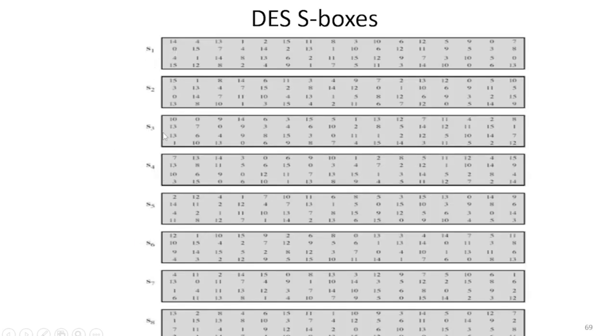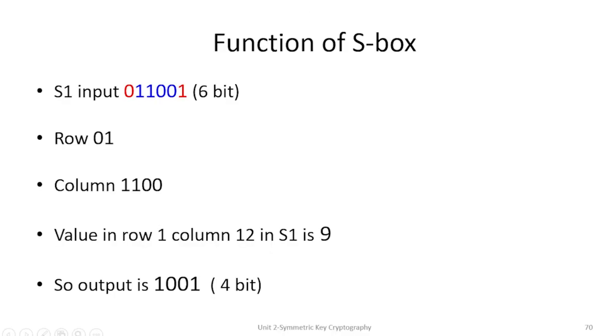Each of the 8 S boxes contains 4 rows and 16 columns. So 4 times 16 is 64 values. What are the 64 values? The values are from 0 to 15. Each row contains the values 0 to 15, but the values are rearranged in some order. So totally 8 S boxes are available.